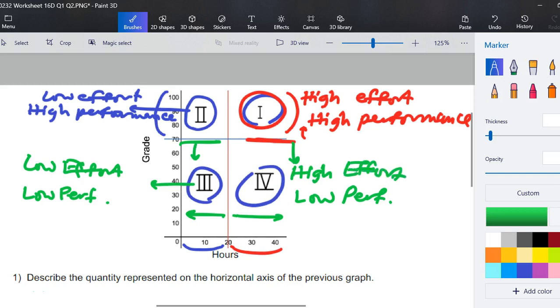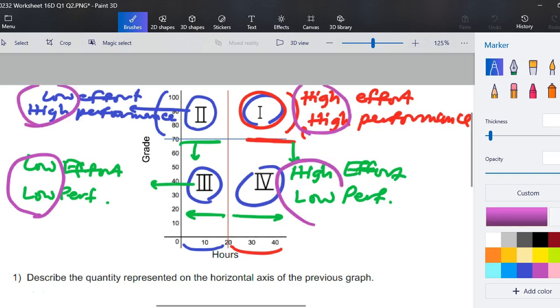And before we move on to the next question, let's go ahead and make sure we've covered all the bases. Looking right here, we have a low, low. And right here, we have a high, high. Here we have a low, high, and here we have a high, low. We have covered all of the quadrants.